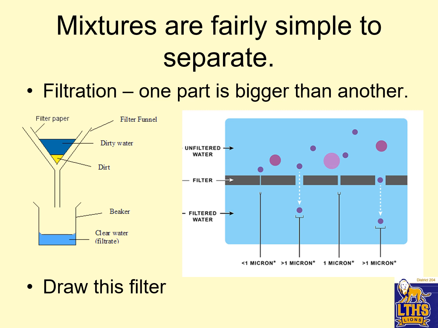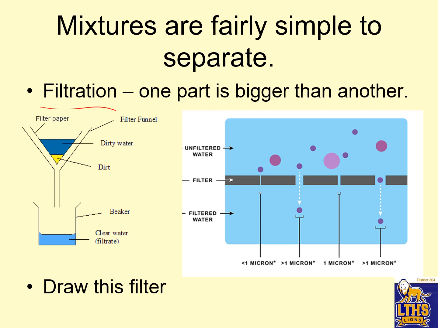I mean, it depends what you consider simple. But one way to separate a mixture is by filtration. And the reason that works is because one part of the mixture is bigger than another. So we use filtration. Here's a funnel that we use for filtering. There's paper in the funnel. Okay. Here's some dirty water.